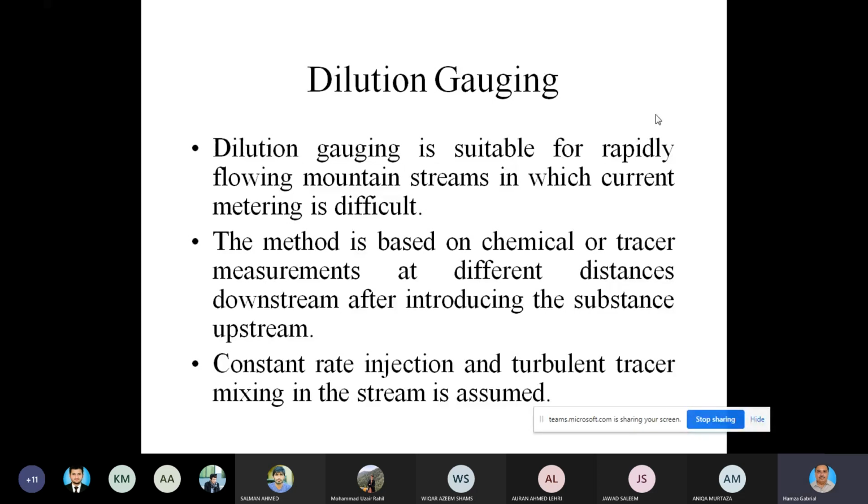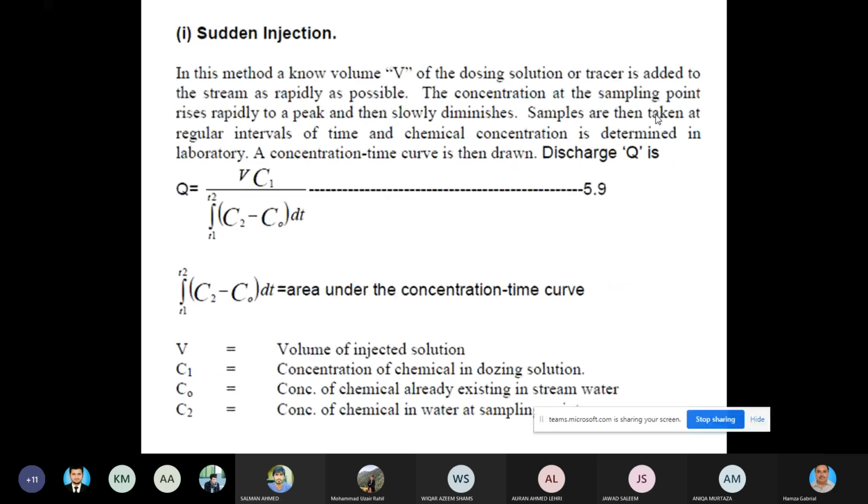So in dilution techniques, you just introduce a tracer dye or the salt from the upstream side and you start making the measurements of the concentrations by taking samples both upstream and downstream, and then in the suitable formula you find out what the discharge is. So two methods are used.